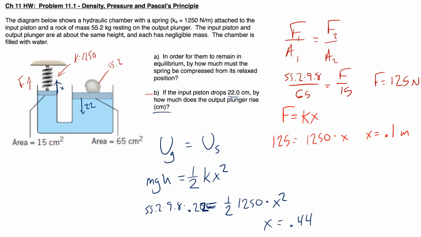Since it says centimeters, we should change that to 44 centimeters. And that's it. Does that answer make sense? Yes, it does, because this is a bigger one. Since it's bigger, it's going to move less. So if you think about this volume here compared with this volume here, these volumes would be equal to each other because the liquid's not going to compress really. But since this one's more narrow, it's going to have more height. So you're going to have more height for the spring side of this situation.